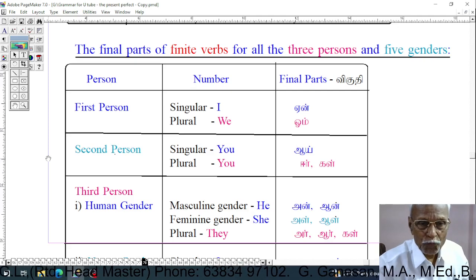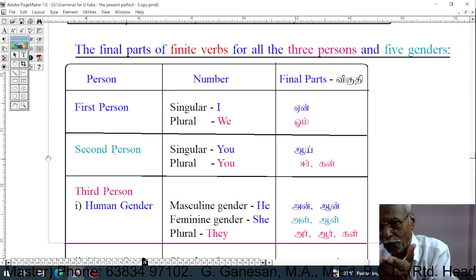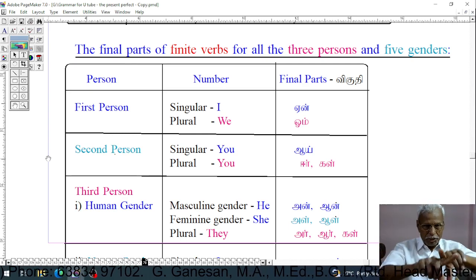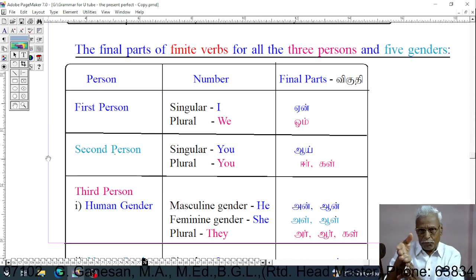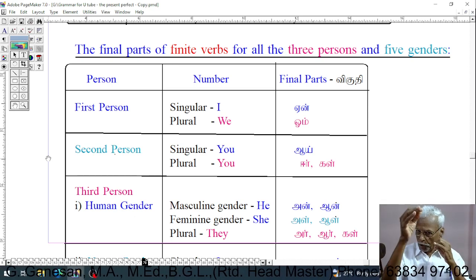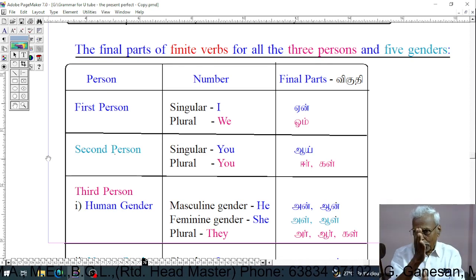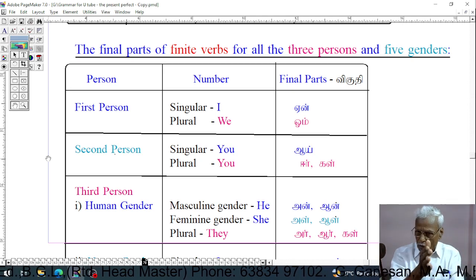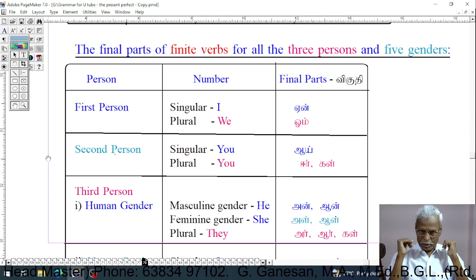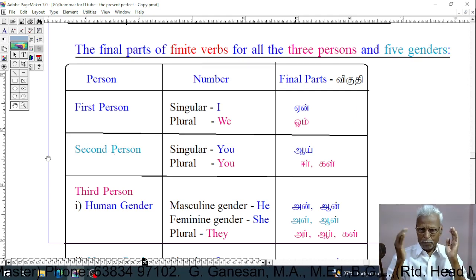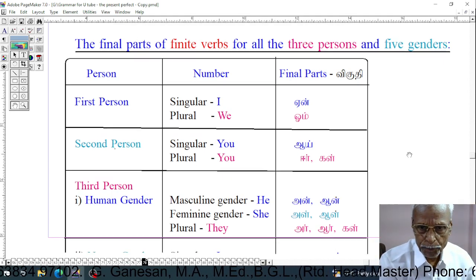Now, let us see the final parts of finite verb for all the three persons and five genders. So, here is the chart. It tells us how the final part of the finite verb should be for the three persons, first person, second person, third person, singular and plural. Okay. Now let us see.